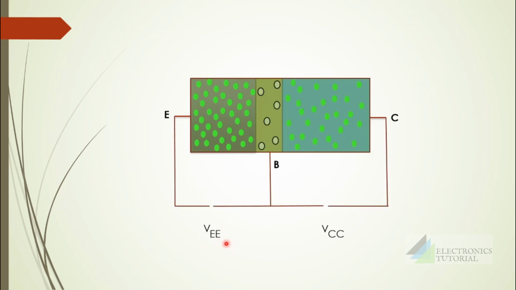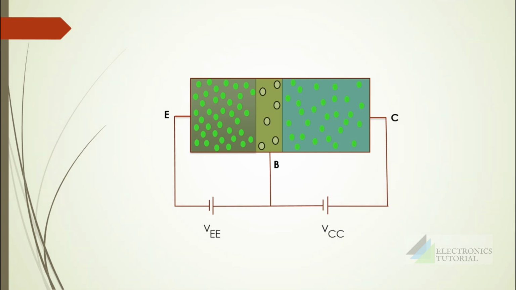Now we will assign the polarities for these supply voltages. The emitter junction should be forward biased. That means this N region should be connected to the negative terminal of the supply voltage, and the collector junction should be reverse biased. That means the N region should be connected to the positive terminal of the battery.